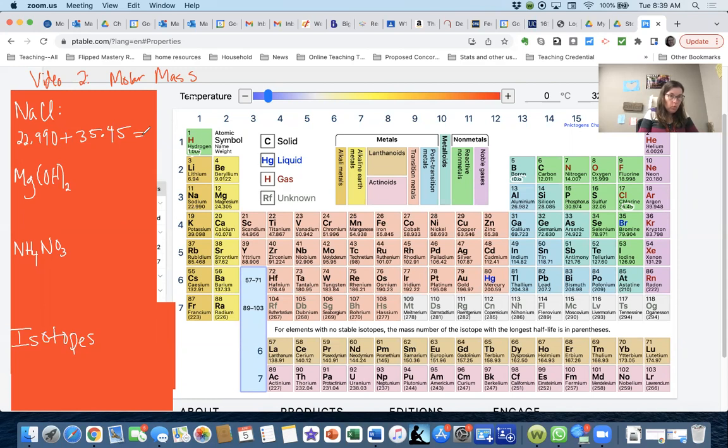So we have 22.990 plus 35.45 equals 58.44. And the units for this are going to be in grams per mole. So there are 58.44 grams per 1 mole.